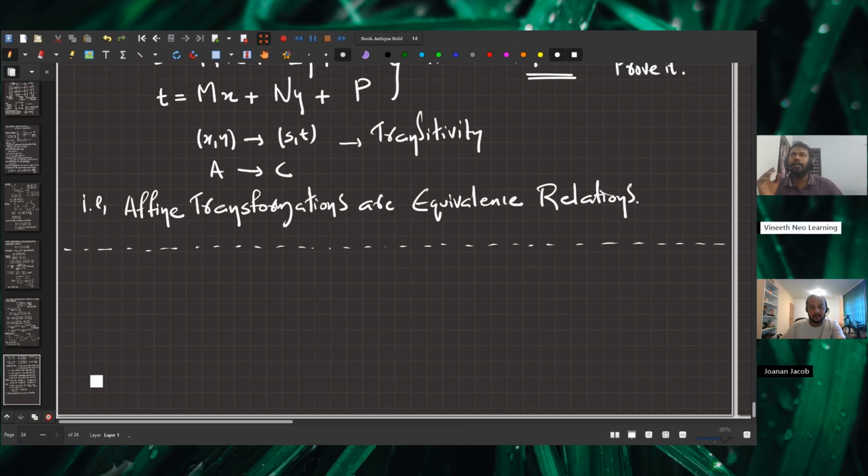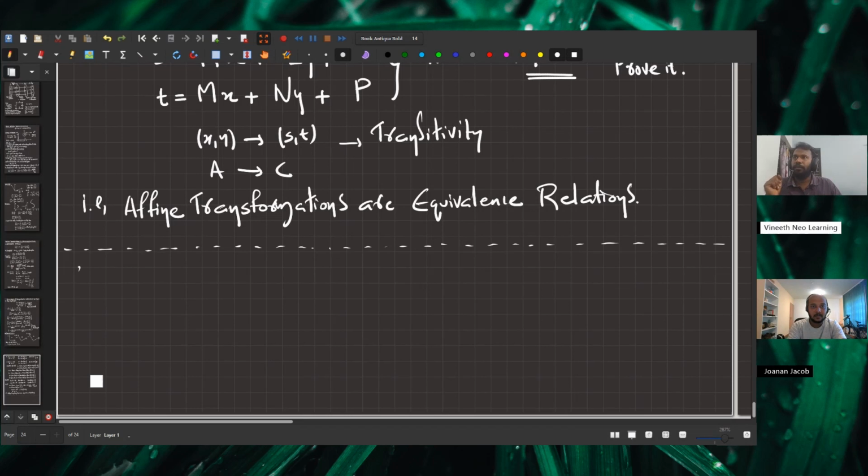We have seen that affine transformations are equivalence relations, but can we see affine transformations as linear transformations? Because an affine transformation is found by matrix multiplication, isn't it? Yes. So there is linear algebra involved here.